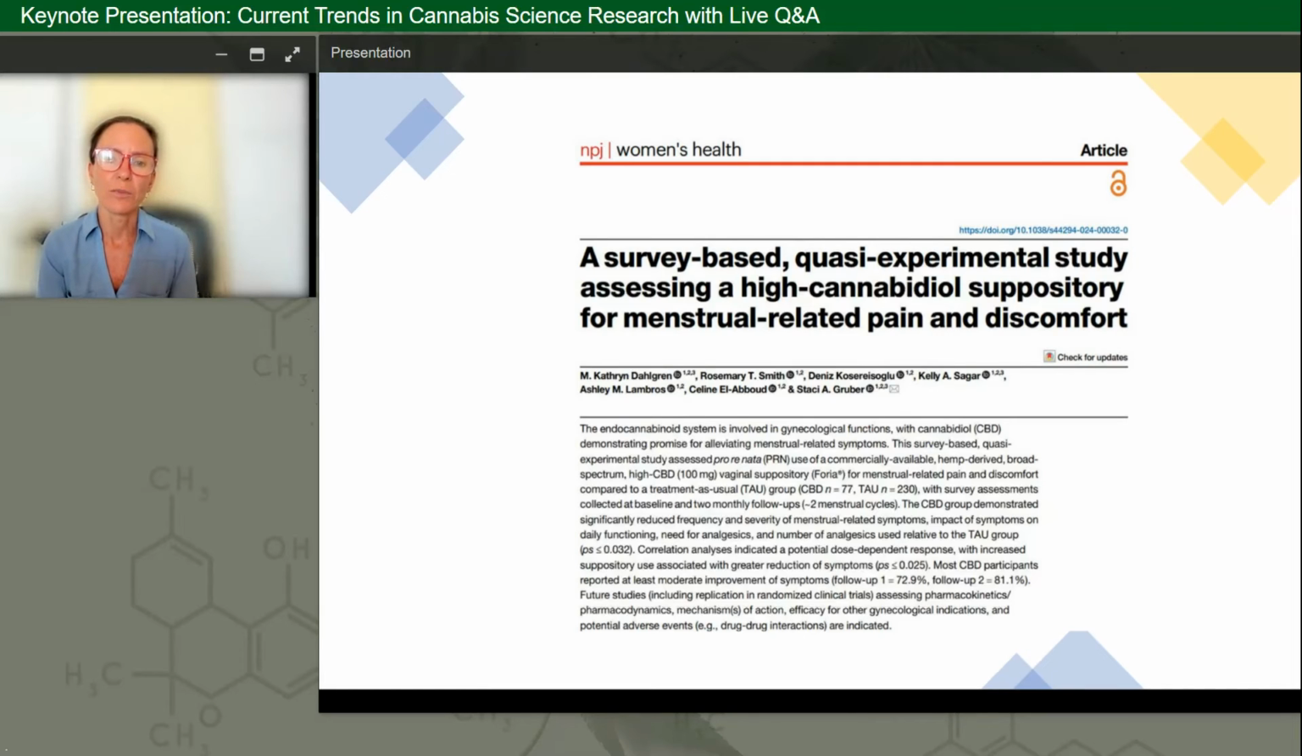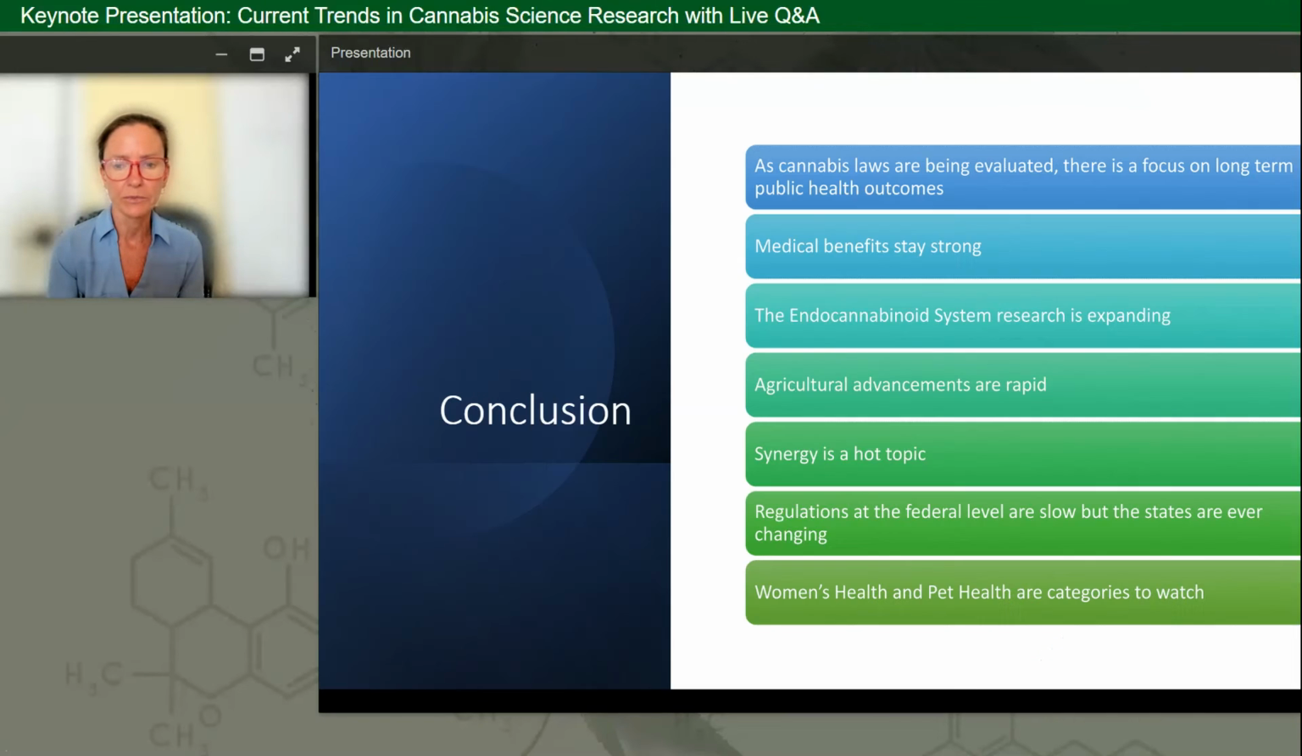This is in support of that. This is research showing, as it's a survey, quasi-experimental, meaning it wasn't a randomized controlled trial, what they were looking at was a high cannabidiol suppository for menstrual-related pain and discomfort. So again, definitely a trend in the space. There are also studies ongoing looking at CBD isolate for menopausal symptoms and menstrual discomfort. Very exciting stuff. The data should be coming out momentarily, and I'm very, very excited to play a role in that.